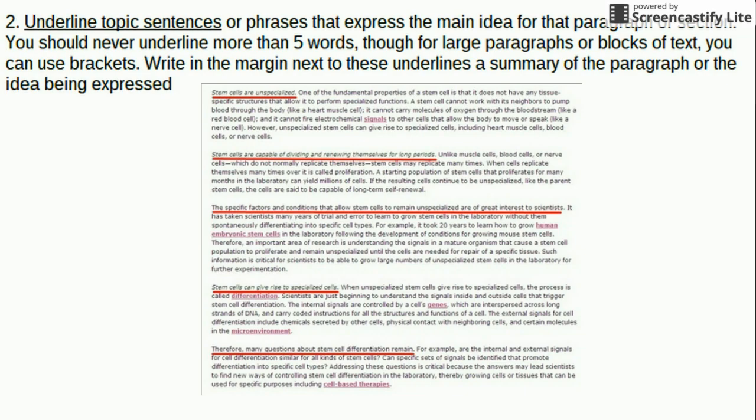Now, in this, it says that you should never underline more than 5 words. If the sentence is a little bit longer than 5 words, that's okay. If only parts of the sentence are applicable, only use those 5 words. Write in the margin next to the underlines the summary of the paragraph or the idea being expressed. You then writing it again in the margins reiterates that idea in your head so that you're more prone to remember it when you go to answer the questions.